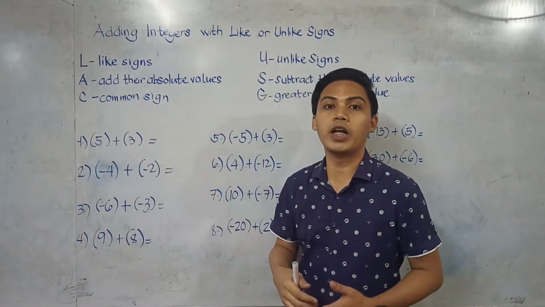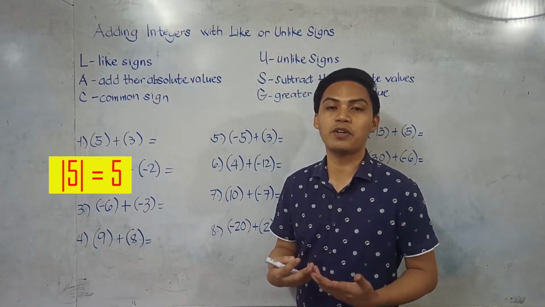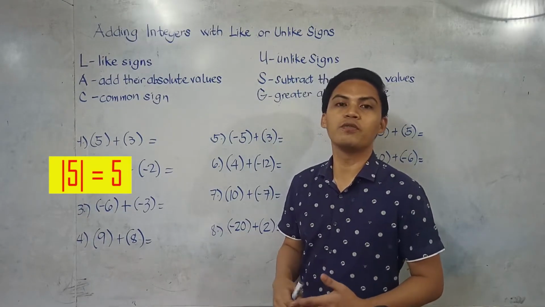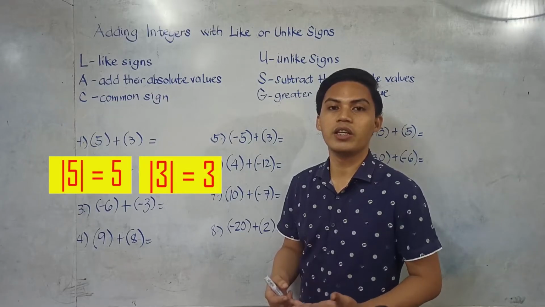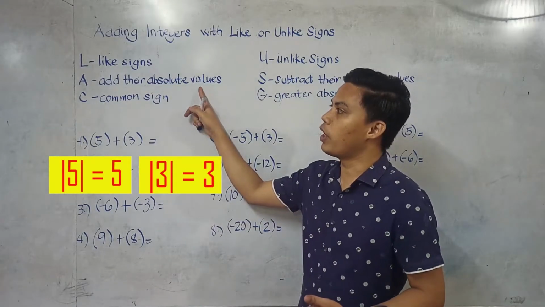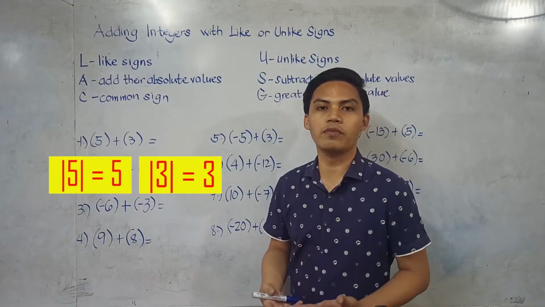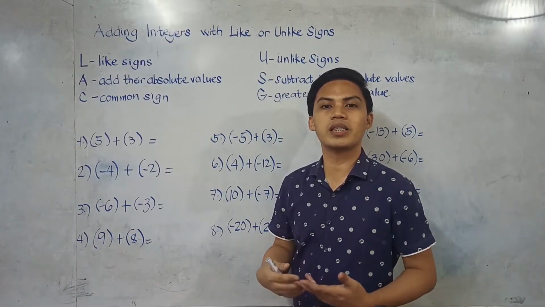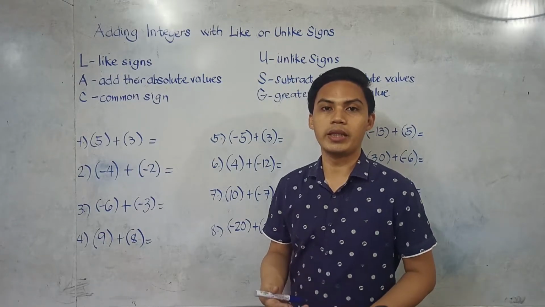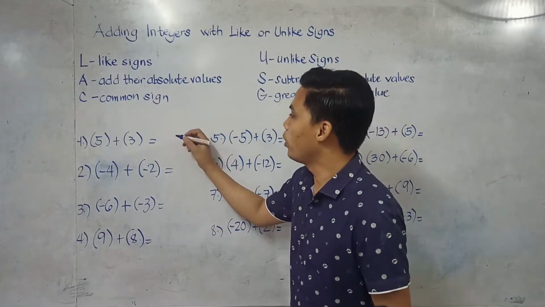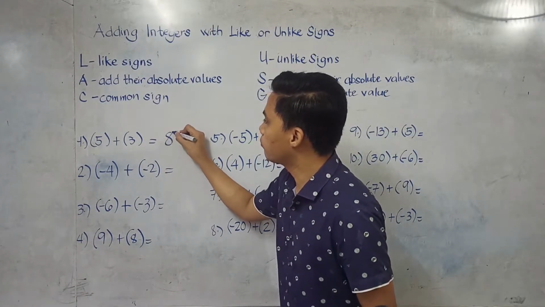Ano ang absolute value ng 5? Ang absolute value ng 5 is 5, at ang absolute value naman ng 3 is 3. So after getting their absolute values, we're going to add their absolute values. So 5 plus 3 is equal to 8. Okay. So we're going to write here 8.